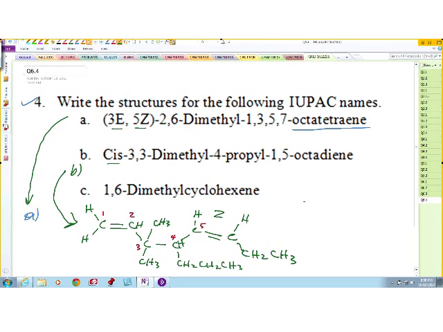Now let us do C right here. I think I may have enough space here. C is 1,6-dimethylcyclohexene. So this should be very simple. The base name is cyclohexene.